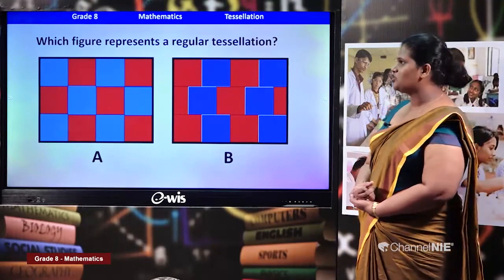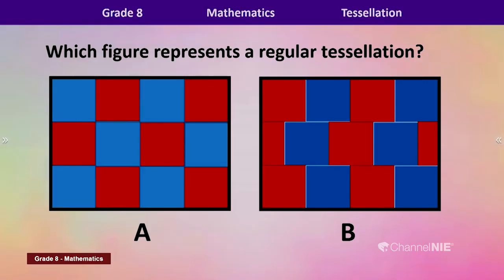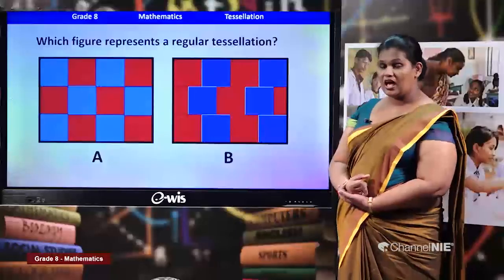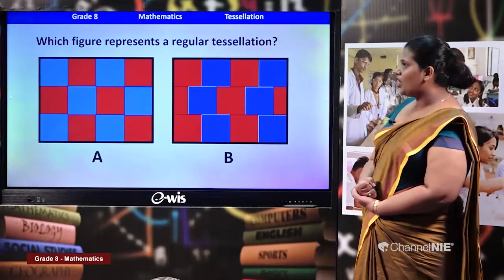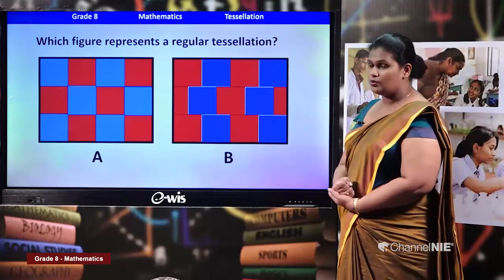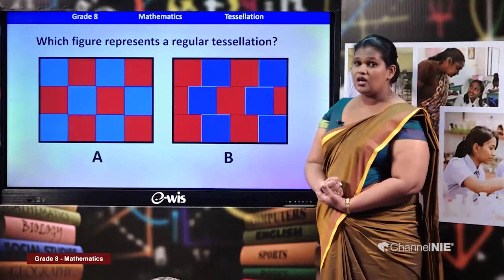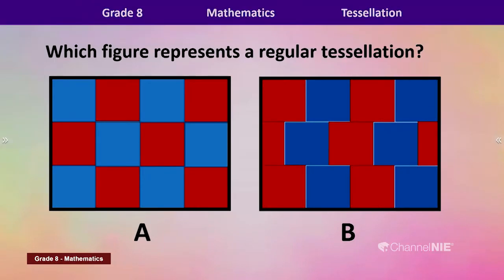So, have a look at these pictures. Which figure represents a regular tessellation? I have given you 2 figures. Both figures consist of squares. That means all 4 sides of those shapes are equal in length. So, when we talk about regular tessellation, you should have regular polygons. Here I have used regular polygons, but one figure consists of a regular tessellation, the other figure is not a regular tessellation. So, you have to choose which one consists of a regular tessellation, A or B.